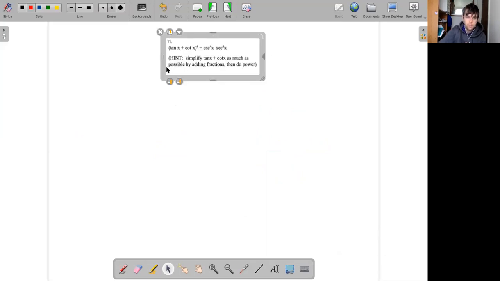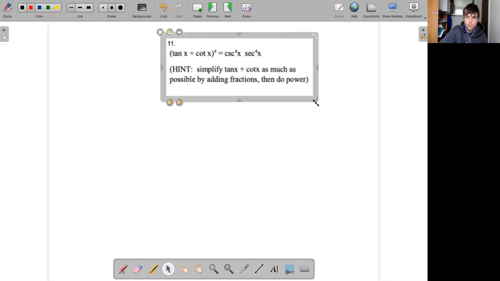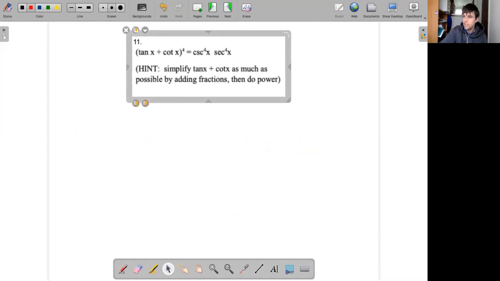Ooh, here we go. And this one looks even more intimidating, but I think is even easier than both of those two, especially with this hint. So we have tangent x plus cotangent x raised to the fourth power is equal to cosecant x to the fourth times secant x to the fourth. Hint: simplify tan x plus cot x as much as possible by adding fractions and then do the exponent. So they want us to combine this together, then use the exponent. So let's actually do that.